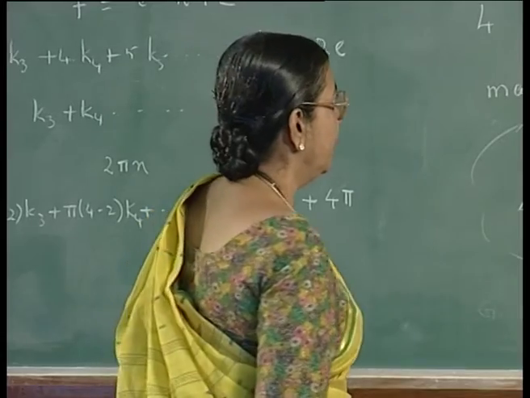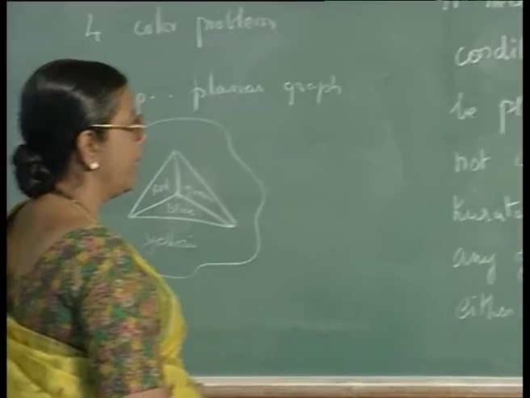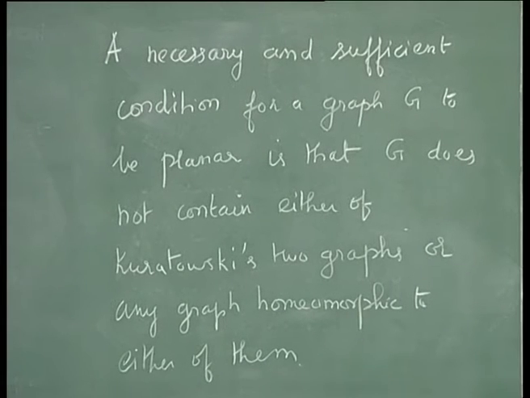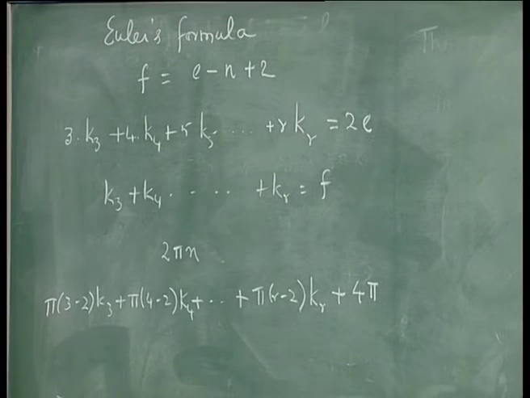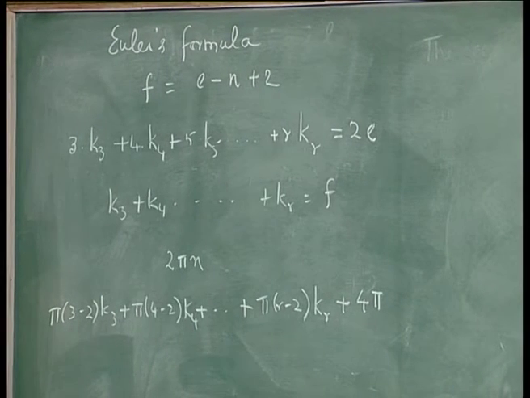So, we have seen that a necessary and sufficient condition for a graph G to be planar is that G does not contain either of Kuratowski's 2 graphs K5 or K33 or any graph homeomorphic to either of them. We have also seen that a planar graph can be colored with 4 colors, so that adjacent regions do not get the same color. We have also seen Euler's formula connecting the number of edges, number of nodes and number of regions or the number of faces, which is denoted by f, by this formula. Let us derive this formula.